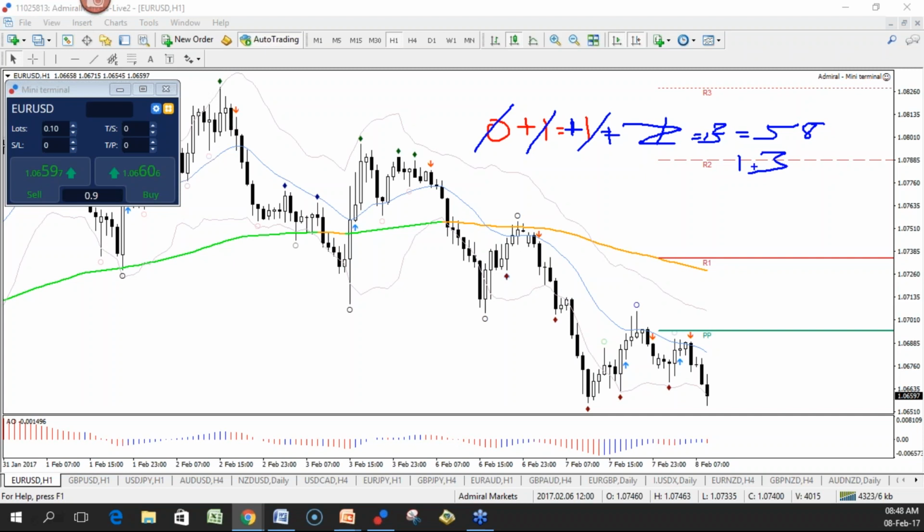Now, that is how basically we derive the Fibonacci ratio. So I'm sure we already talked about it. 8 divided by 13 is basically what we get, very close to the 61.8. The further in the sequence, the closer you get to this level.